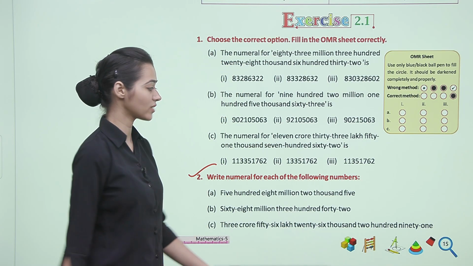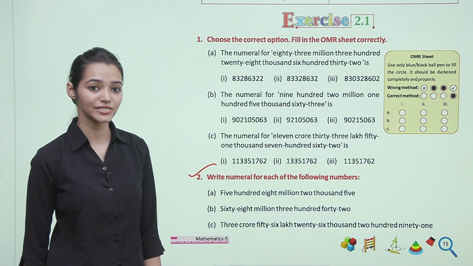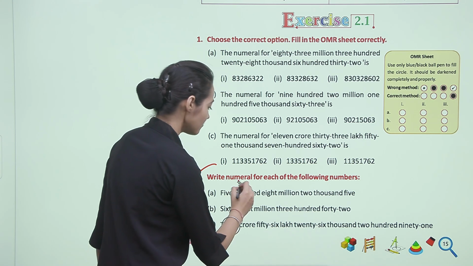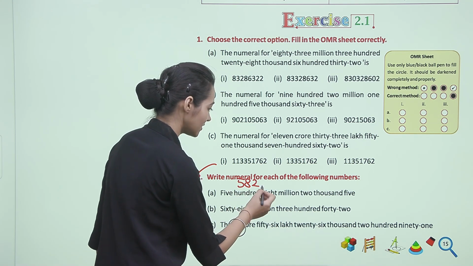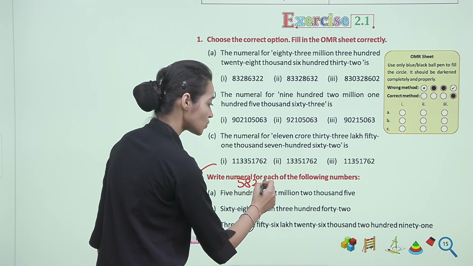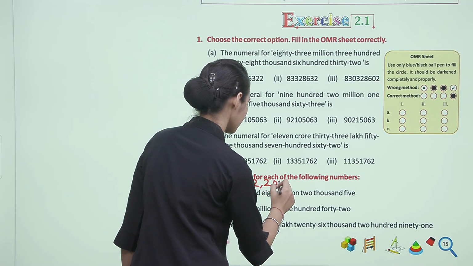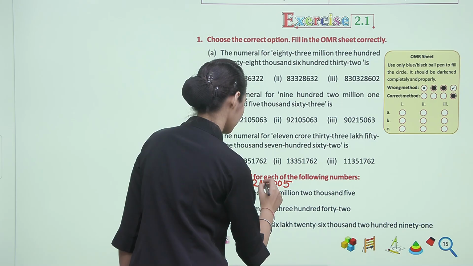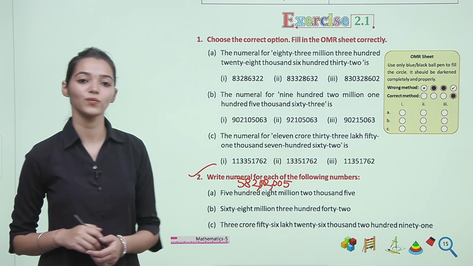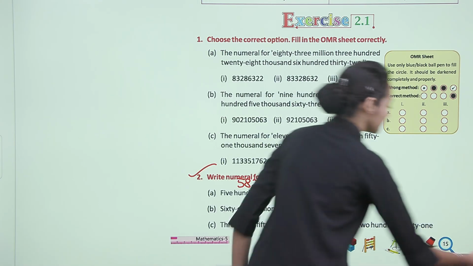Now in the next one, we have to write the numeral for each of the following numbers. So it can be written as 582,002,005. That's how we can complete the remaining ones.